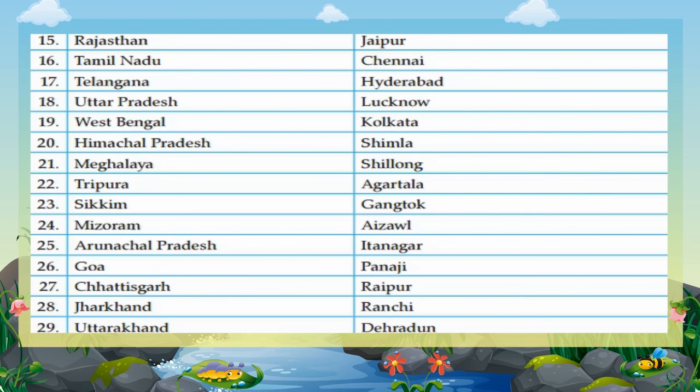22. Tripura, Agartala. 23. Sikkim, Gangtok. 24. Mizoram, Aizawl. 25. Arunachal Pradesh, Itanagar. 26. Goa, Panaji. 27. Chhattisgarh, Raipur. 28. Jharkhand, Ranchi. 29. Uttarakhand, Dehradun.